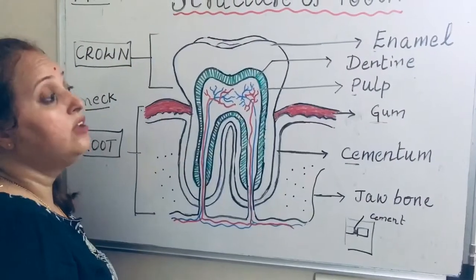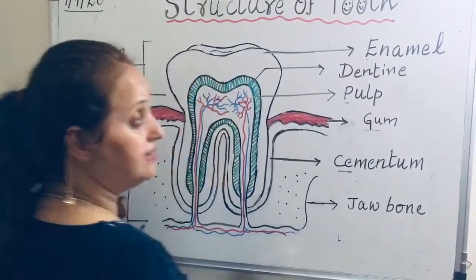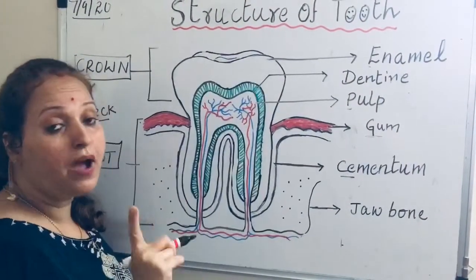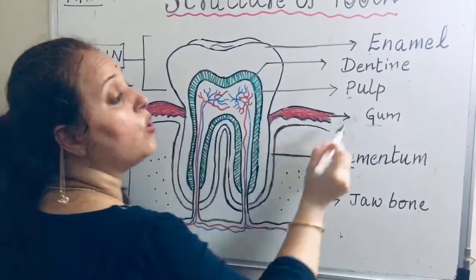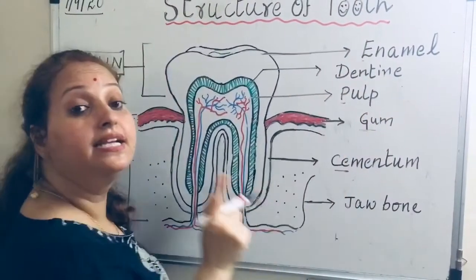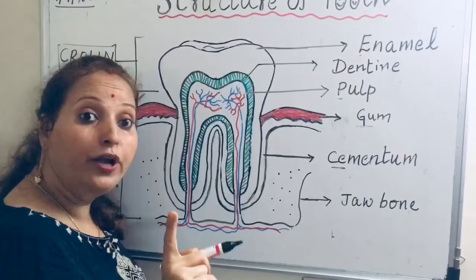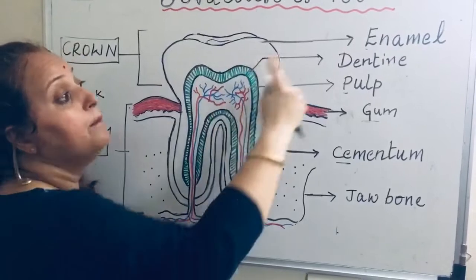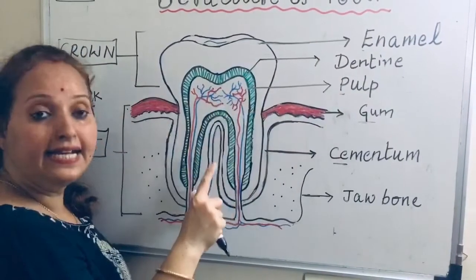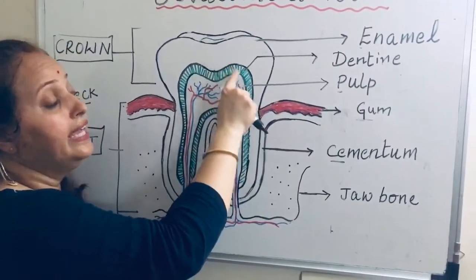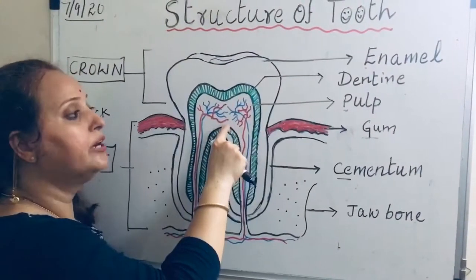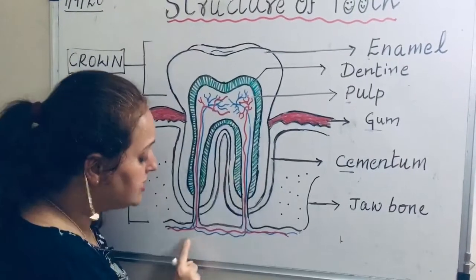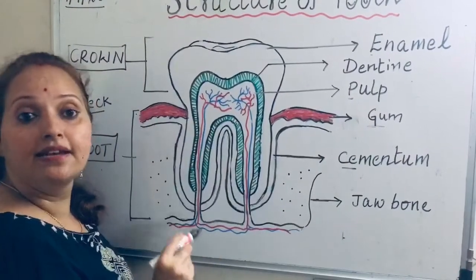So I'll repeat, all the important parts of the teeth. The outermost white portion, which is the hardest part of our body, is called enamel. I'm repeating, it is the hardest part of our body, not only teeth. Our entire body, this is the hardest portion, right? Below the enamel, there is dentine, and this dentine is protecting an internal part of the teeth, that is pulp. Pulp is the part of the teeth which has all the blood vessels and nerves.